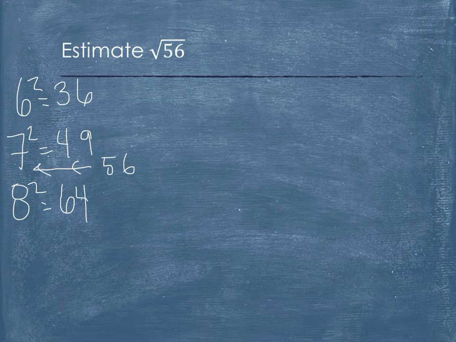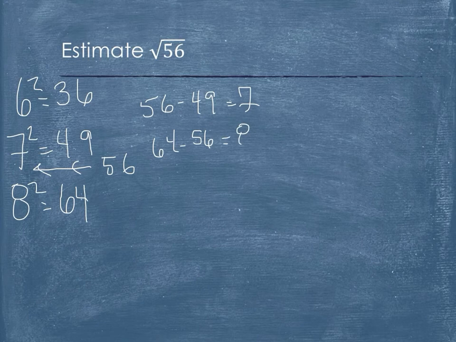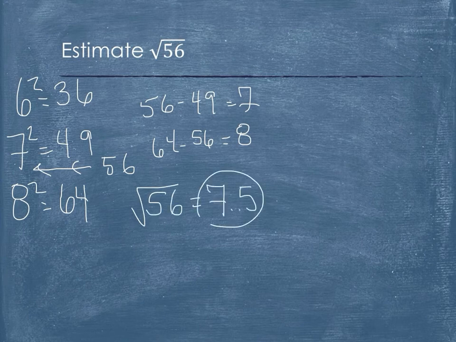Now we're 7 away here and 8 away here. You can see 56 minus 49 is equal to 7, and 64 minus 56 is equal to 8. So we're roughly halfway in between. If I was going to estimate it, the square root of 56 is going to be roughly 7.5. So that's how I would estimate square roots.